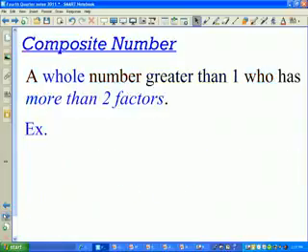So after prime, we talked about composite numbers. A composite number is a whole number greater than 1 that has more than 2 factors. We mentioned a few examples of this before.